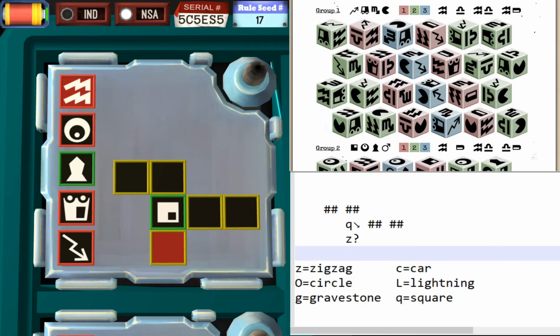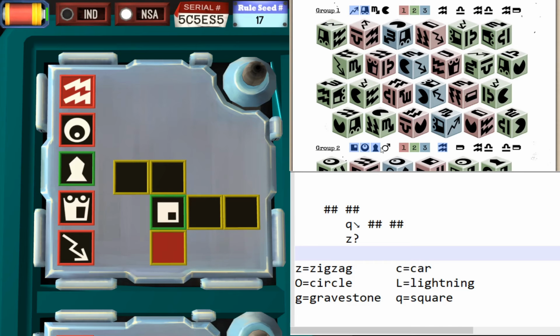Alright, so how do we proceed? Well, first of all, let's find the correct cubes in the manual. The zigzag is here, which by the way is a stylized version of the Aquarius astrological symbol, so you can call it Aquarius. We have the circle with a dot, we have the gravestone, we have the funny car, which is here, a lightning bolt, and the square and a square.